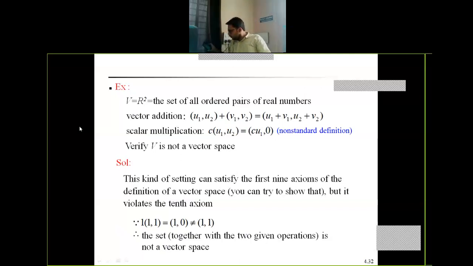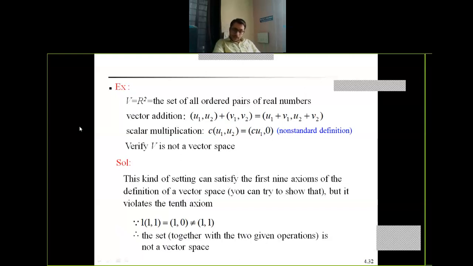Then what is next? Vector addition: (u1, u2) plus (v1, v2) is equal to (u1 plus v1, u2 plus v2). So this is a very normal operation. Like this only we perform the vector addition, or we can say addition operation.